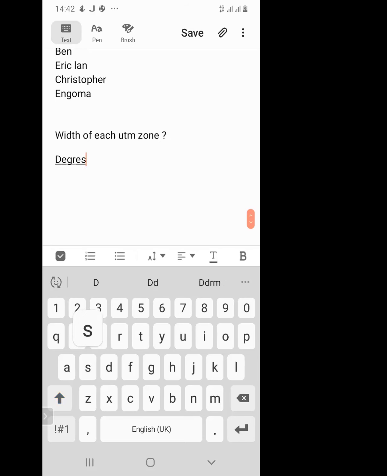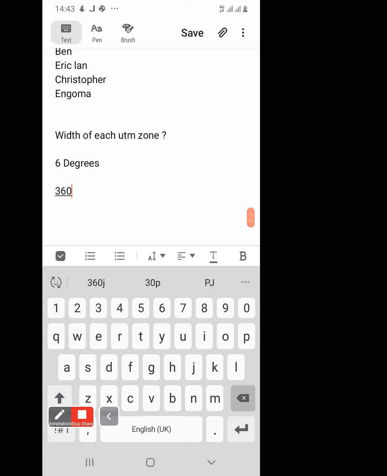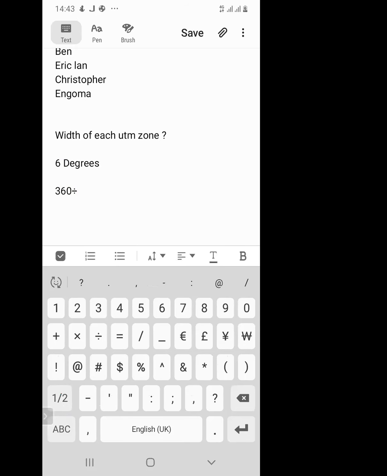Okay. So the person who actually said the answer is 6 zones, all he needed to do was to say 6 degrees, and that would have been the best answer for this one. Because it's like 360 divided by 60. Are you getting it? 6. Okay, so yeah, well done.